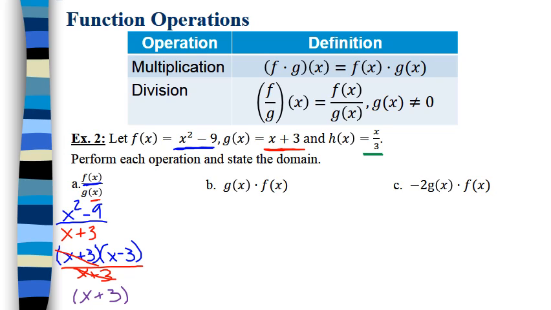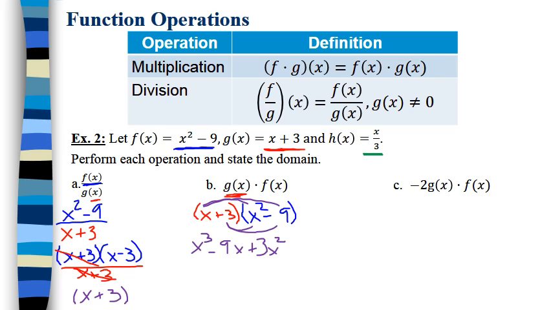For g of x times f of x, we're going to do g of x, which is x plus 3, times f of x, and f of x again is x squared minus 9. Now we can use the distributive property, so x times x squared is x to the third. X times negative 9 is minus 9x. 3 times x squared is plus 3x squared. And 3 times negative 9 is negative 27.